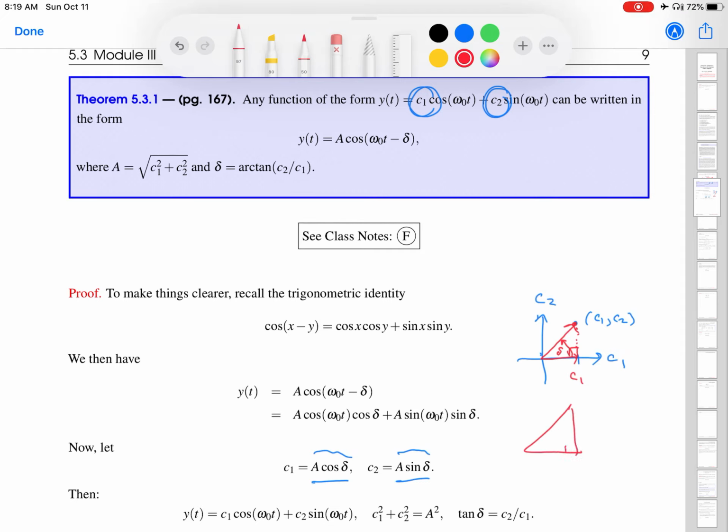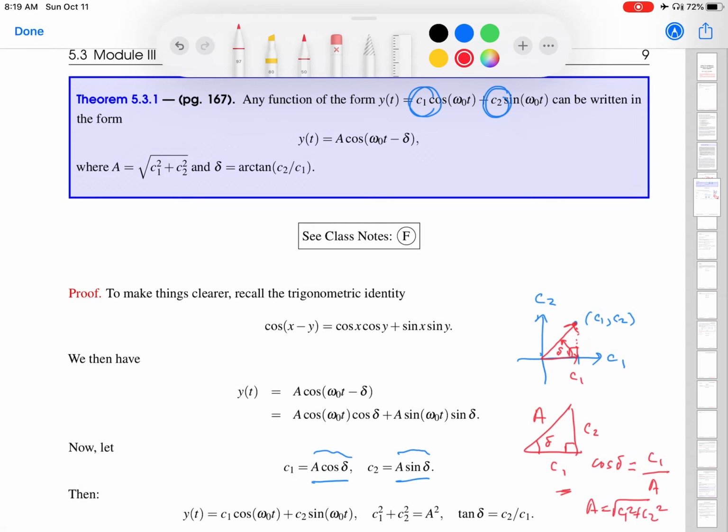Take out this right triangle here. This side length down here is length C1, this is length C2, and this angle is delta. So what happens here? If I write out cosine of delta, that equals the adjacent side, which is C1, divided by the hypotenuse. Let's call the hypotenuse A. And what would A be? A would be the square root of C1 squared plus C2 squared.